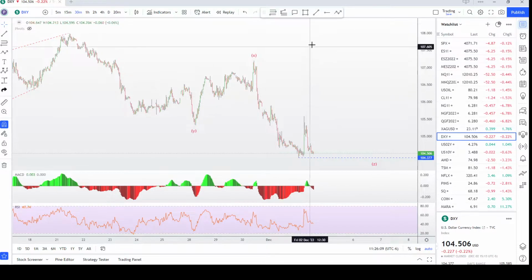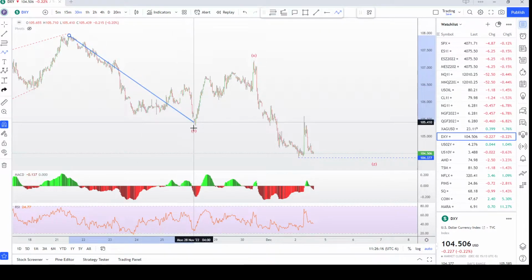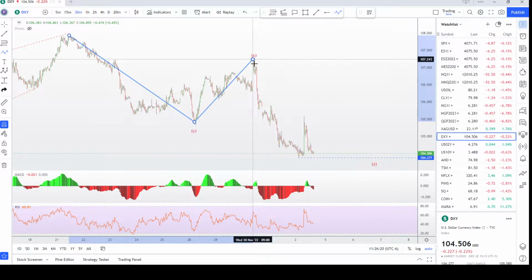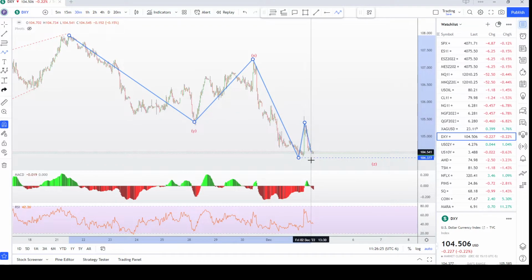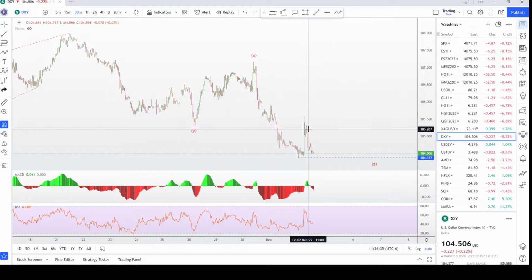Or if the other count is in play, and this is an ending diagonal from this point right here, then you would have 1, 2, 3 for 1, 1, 2, 3, that'd be 2. This will be 1, 2, they'll break the low for 3, then they'll go up for 4, and then they'll come back down, and the 5 waves for C. So we just don't know, this area will tell us.